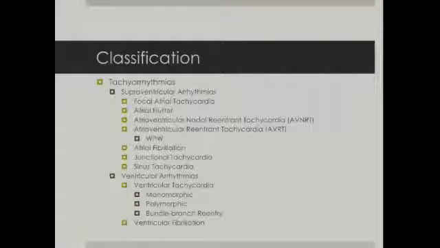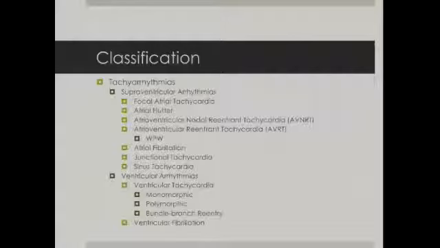AVRT, atrioventricular reentrant tachycardia, is in the pre-excited categories. It has an extra pathway, and so Wolff-Parkinson-White. Anybody ever been diagnosed with WPW in here? Oh, good. Atrial fibrillation, junctional tachycardia, and then sinus tachycardia. That's a fast heart rate coming from the sinus node. It can be appropriate or inappropriate. If you're running from a bear, it's appropriate. If you're just sitting in class and it's going really fast, it's inappropriate.